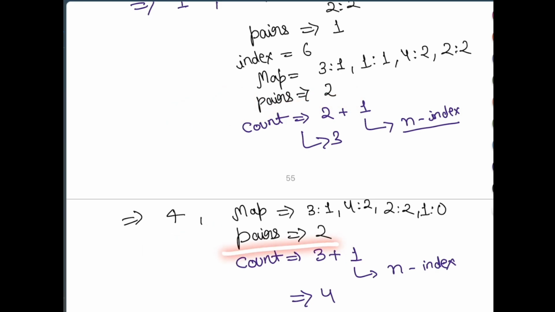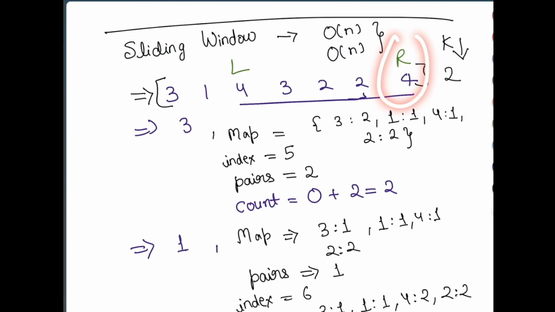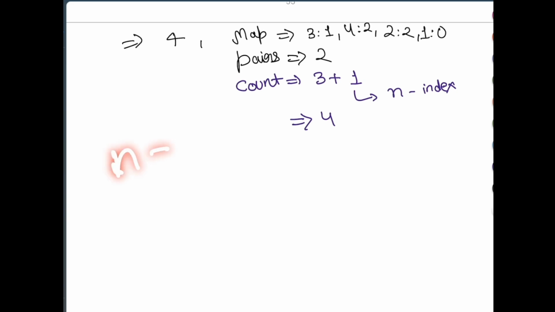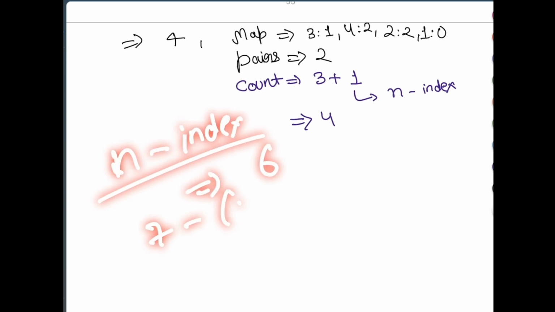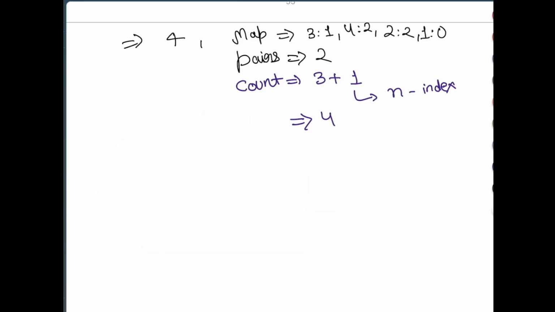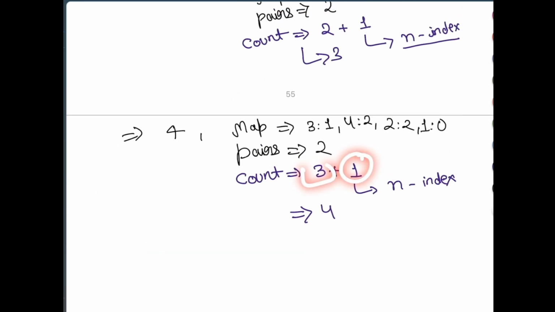Now we still have at least 2 pairs, right? So we are going to increase the count again. The right pointer is not shifted, right? In this case, I can say n minus index again. And what is my index? Index is equal to 6, n is equal to 7, 7 minus 6 equal to 1. So I have got one more data. I already had 3, right? I had 3 subarrays, I got one more, so I have got 4 subarrays.